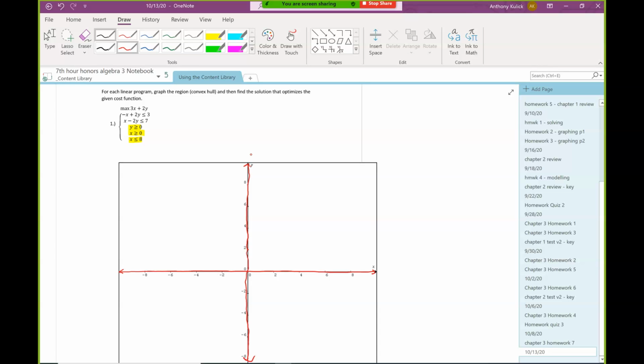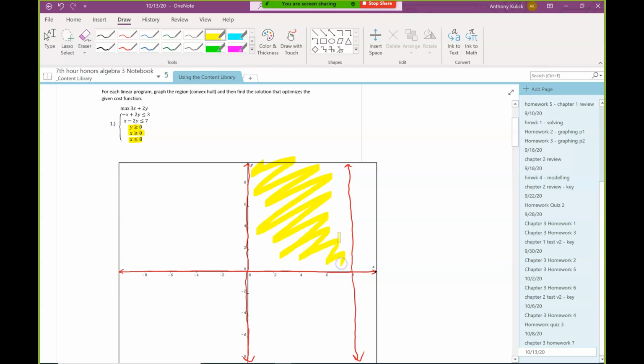Is everybody okay with that? And then we have x is less than or equal to 8. So the line x equals 8 is just this vertical line that goes through the x coordinate of 8. And so with just those 3, we're basically talking about this as our solution space so far, right? Is everybody okay with that idea? Okay.